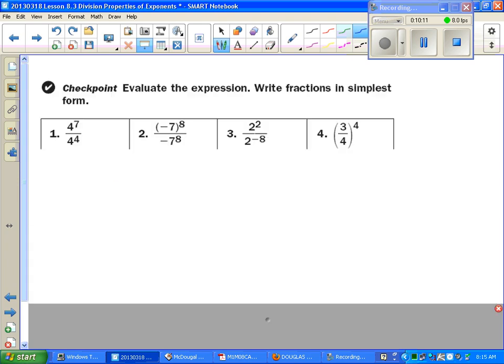Then we have a checkpoint: 4 to the 7th over 4 to the 4th. Same bases. So you would do 4 to the 7 minus 4 is 4 to the 3rd. That means 4 times itself 3 times, which is 64.